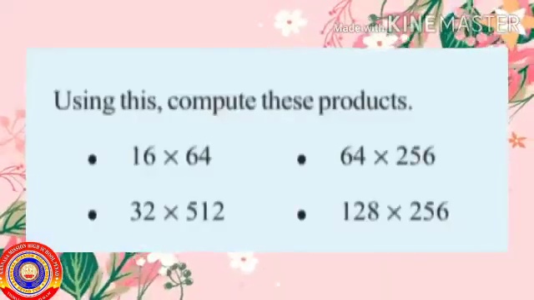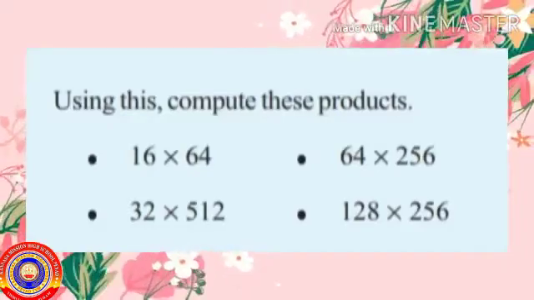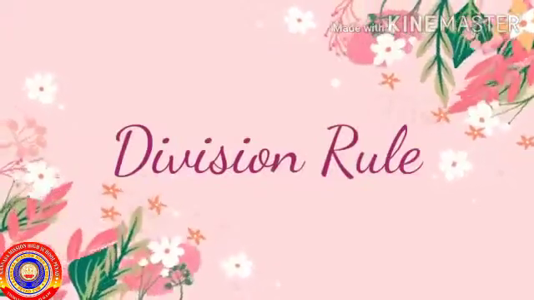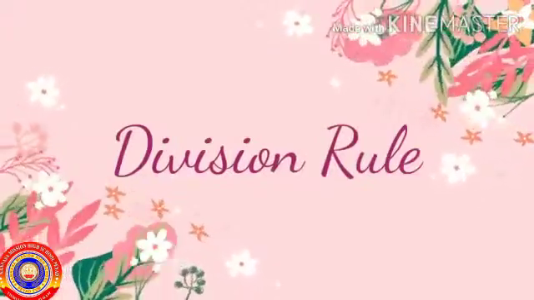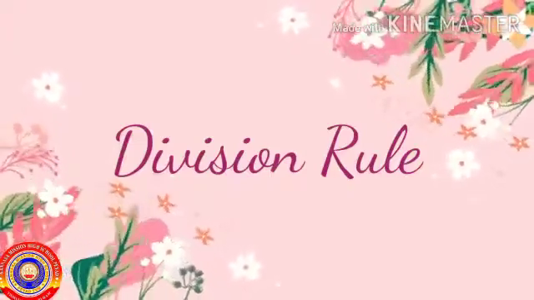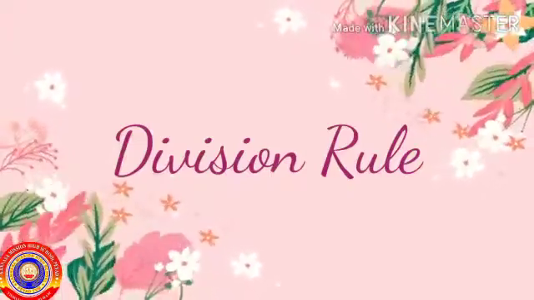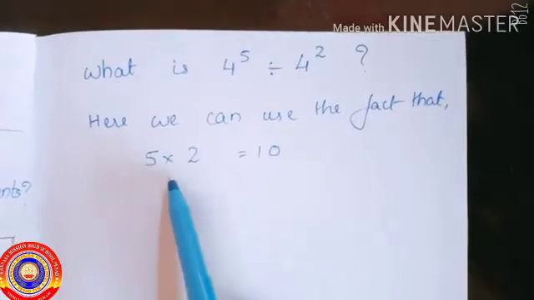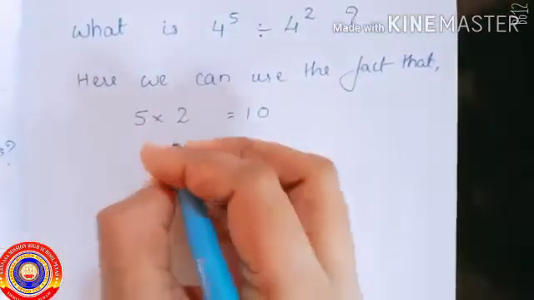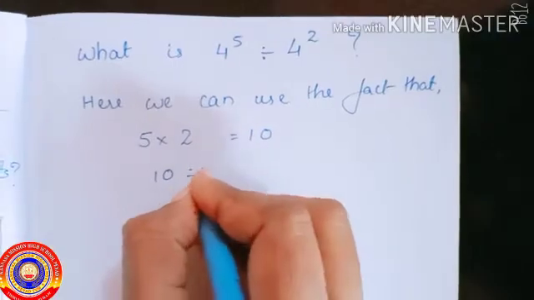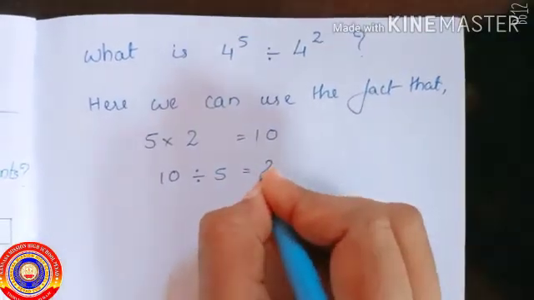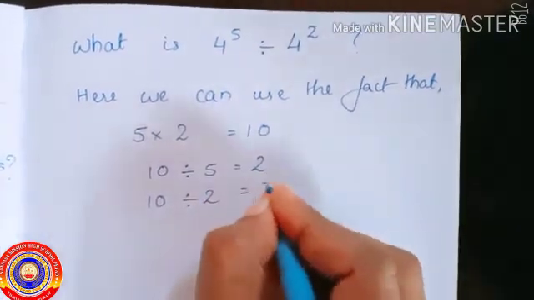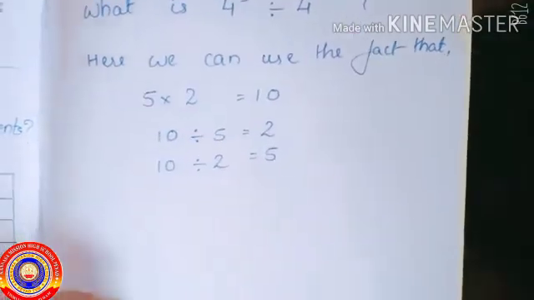Like this, try to do the rest of the questions in your textbook, page number 59. Next is the division rule. The aim of this activity is to expand the general rule when we divide a larger power of a number by a smaller power. For example, what is 4 raised to 5 divided by 4 raised to 2? Here, we can use the fact that 5 into 2 is equal to 10. Then 10 divided by 5 is equal to 2, and again 10 divided by 2 is equal to 5. By using these facts, we can divide the number.